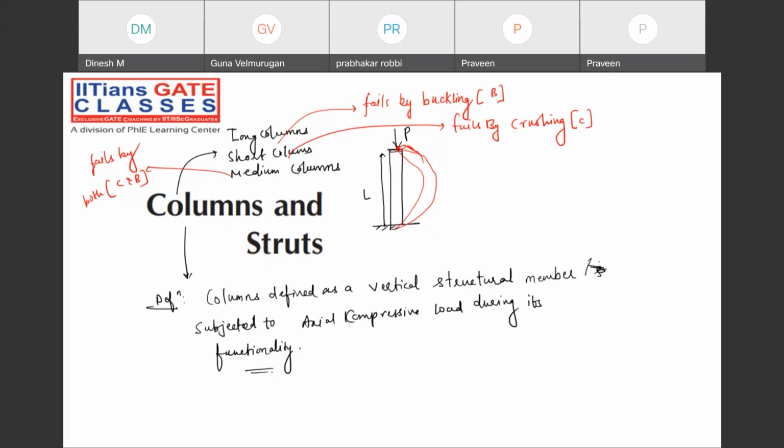Now we have the method for long columns. That is nothing but the Euler buckling theorem. Like you have the torsion theorem, Bernoulli's theorem for bending, right? A lot of theorems have been proposed. So for columns also, Euler has proposed one theorem. Remember, whatever formula we are going to discuss in this chapter is only valid for long columns.